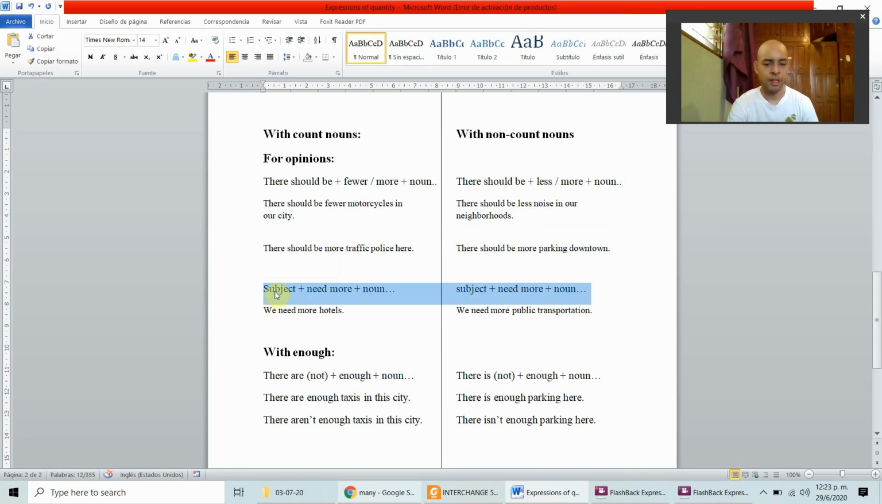So let's take a look at this. Subject plus need more plus noun. We need more hotels. That's your opinion. We need more hotels. We don't have enough hotels. We have only a few hotels here. We need more public transportation. You believe we have few. We don't have enough public transportation in our city.